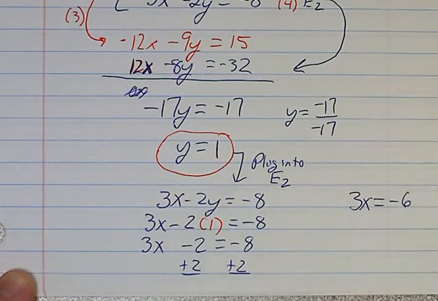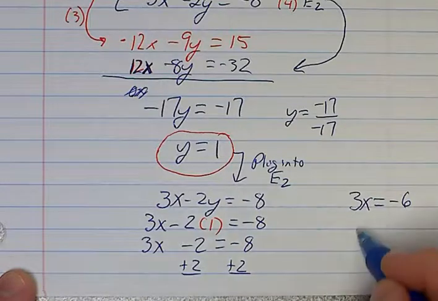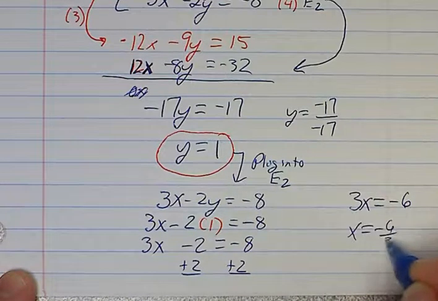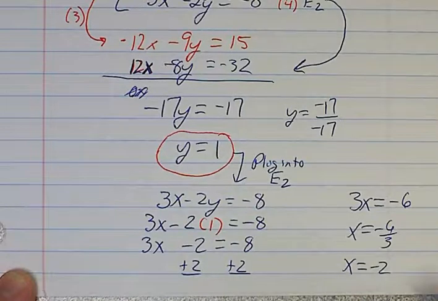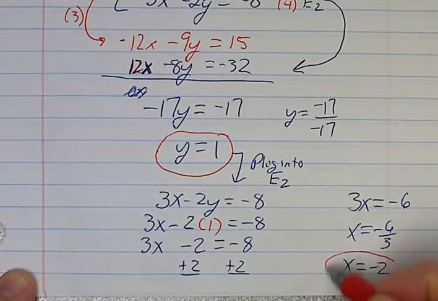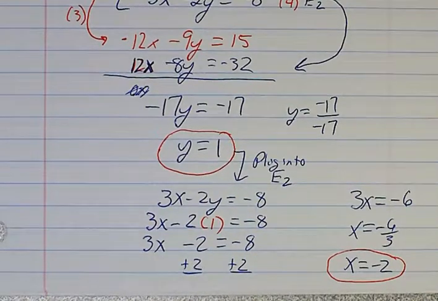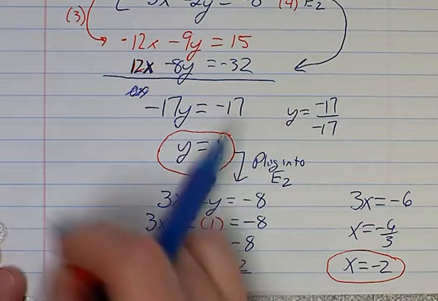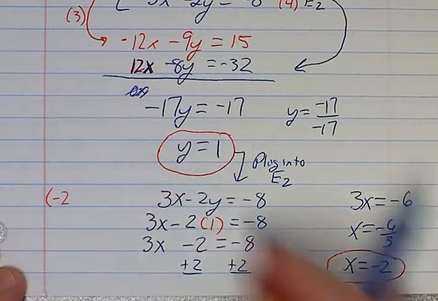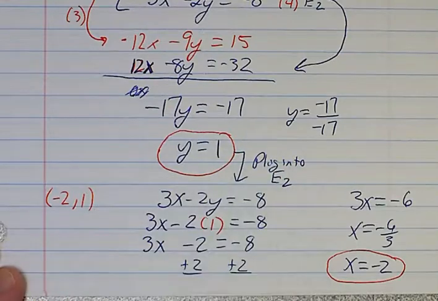3x is negative 6. And then negative 6 divided by 3 makes that x come out to be negative 2. Okay. Again, the ordered pair answer would be negative 2 and 1.